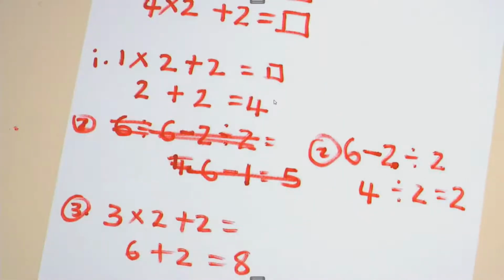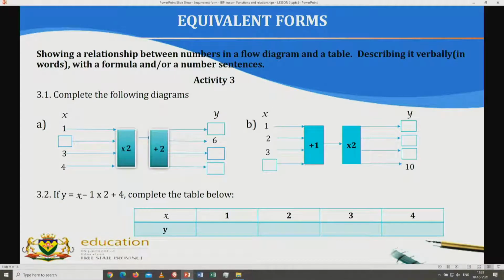Now let's check the second diagram. On the second diagram, we are having 1 plus 1 multiplied by 2, and then 2 plus 1 multiplied by 2, and then lastly we have the unknown input value.